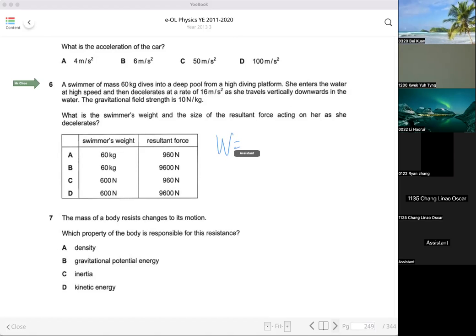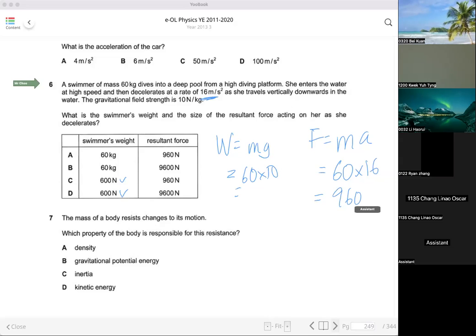So the answer for this is this. Weight is equal to mg. M is 60, g is 10, so the answer is 600. The resultant force is equal to mass times acceleration. Your mass is 60, your acceleration is 16, and from there you get 960 Newton. So the answer will be C. Everybody got this correct?